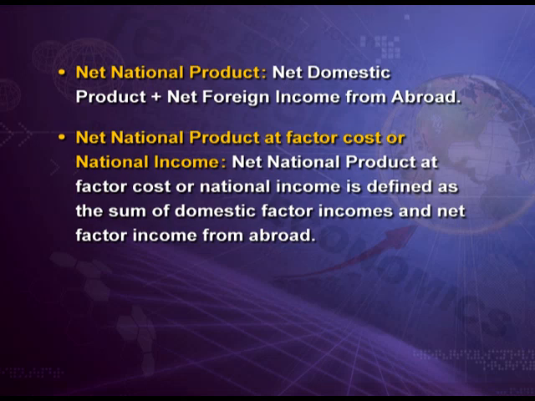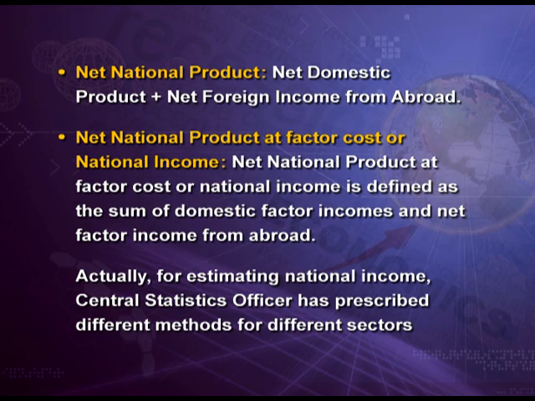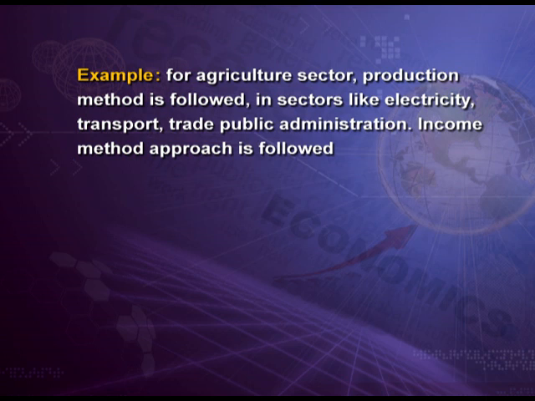Next and last term is net national product at factor cost or national income. Net national product at factor cost or national income is defined as the sum of domestic factor incomes and net factor income from abroad. Actually, for estimating national income, Central Statistics Officer has prescribed different methods for different sectors. For example, for agriculture sector, production method is followed. In sectors like electricity, transport, trade, public administration, etc., income method approach is followed.